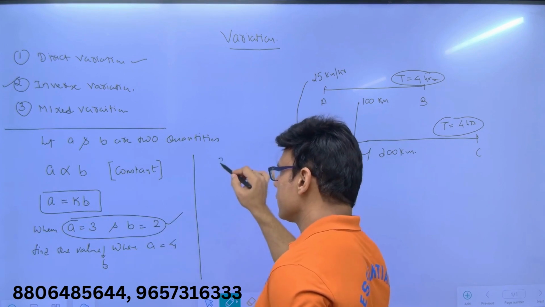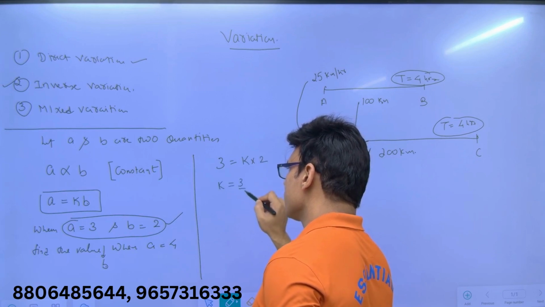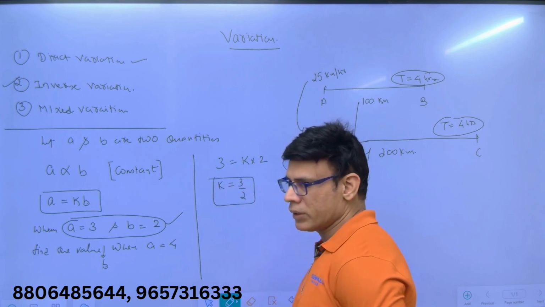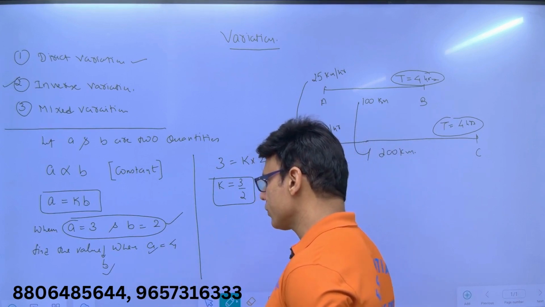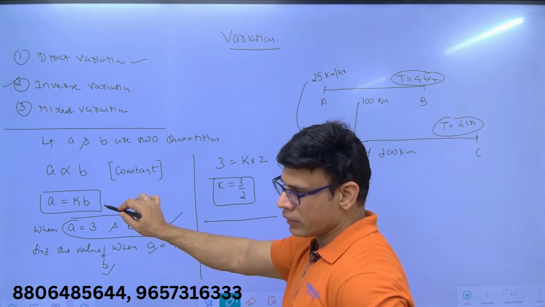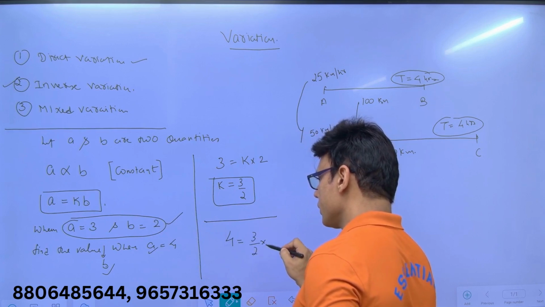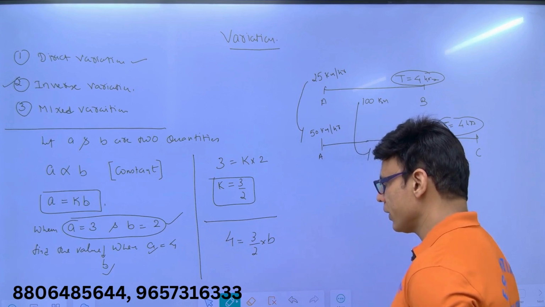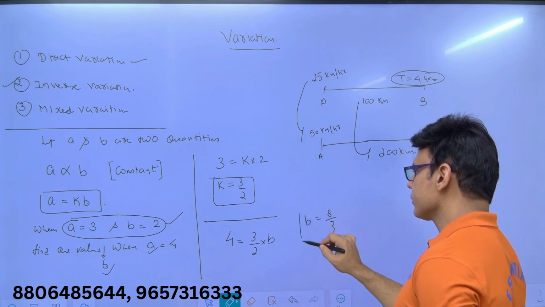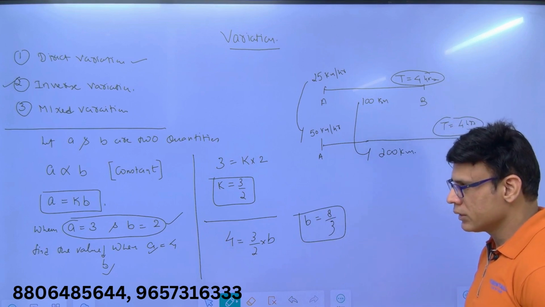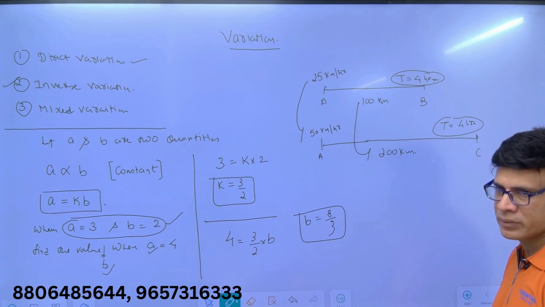So A is how much? 3. K, and B is what? 2. So what is the value of K? 3 by 2. Now this is a constant. Now you are supposed to find the value of B when A is 4. Go back to this equation again. In place of A, you write 4. K is 3 by 2 into B. And from here, what is the value of B? 8 by 3. So when A is 3, B is 2. When A is 4, B is 8 by 3.